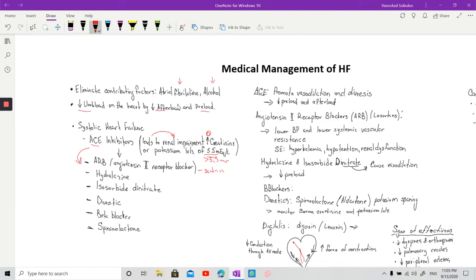I wrote some notes over here. So for ACE inhibitors, what they do, they promote vasodilation, and they diurese the person, and that decreases preload and afterload. So our ARBs, sartans, like losartan, lower blood pressure by also diuresing the person, vasodilating. Side effects: hyperkalemia. Okay, so potassium will be accumulating.